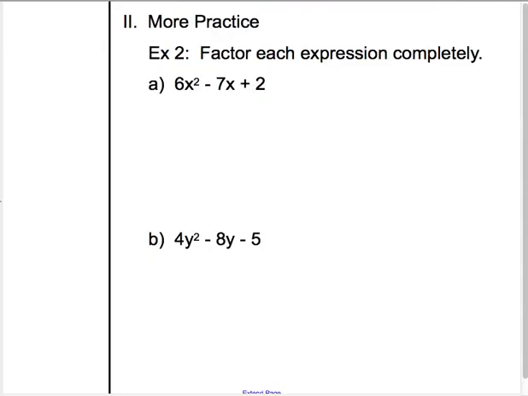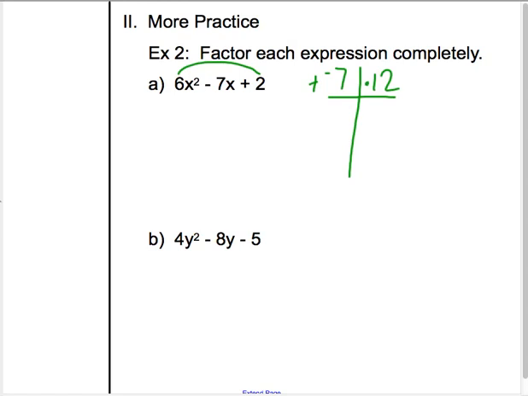We're going to take a look at two more if you need some extra practice. So again, I look for a GCF. 6, 7 and 2 do not have a GCF, so I'm going to use my AC method. 6 times 2 gives me 12, so I'm thinking what multiplies to 12 and adds to negative 7.